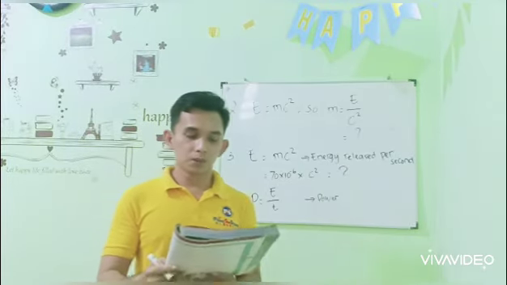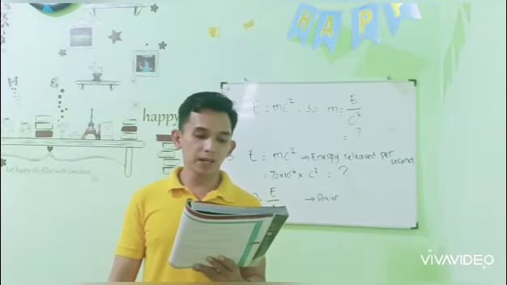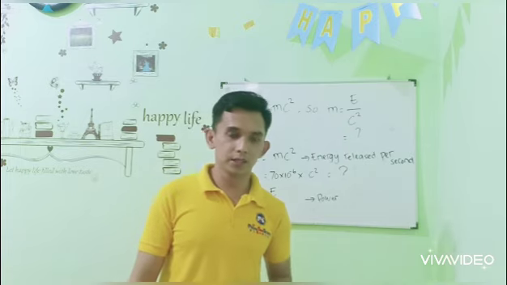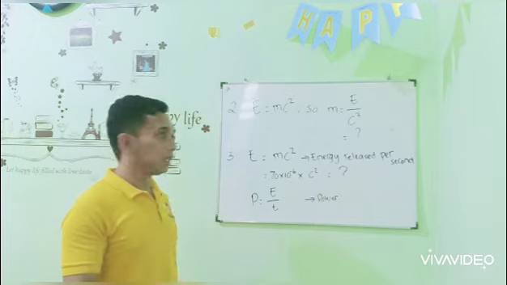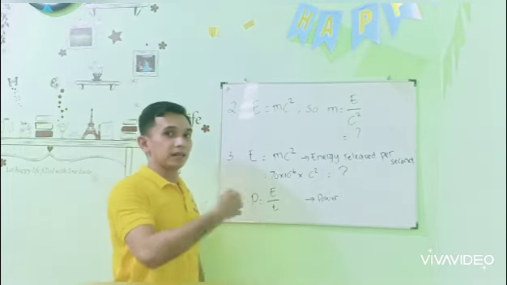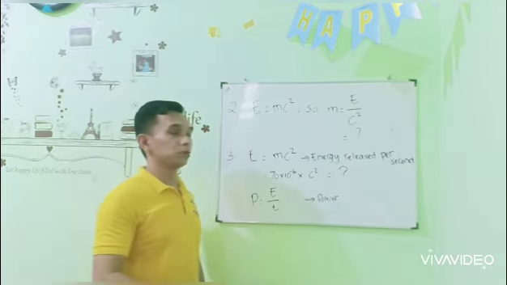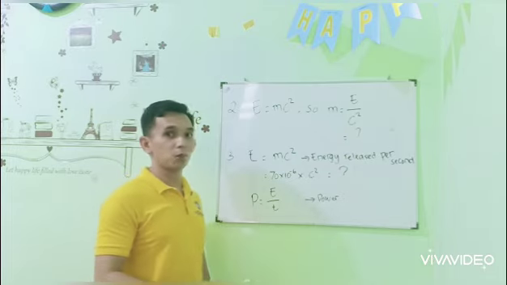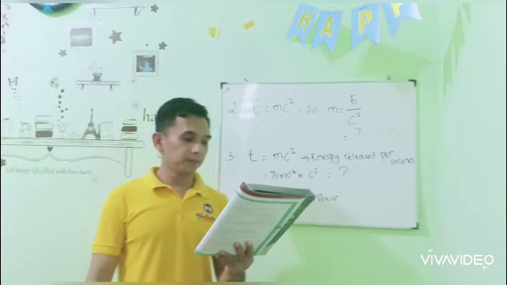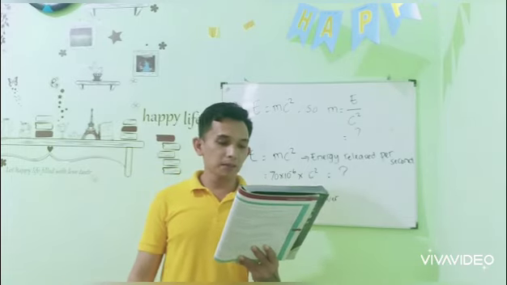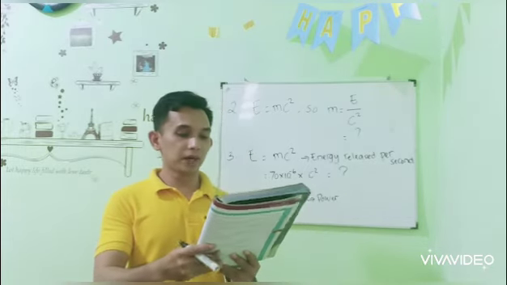Next, for number 2, calculate the mass that would be annihilated to release 1 joule of energy. For this one, it's very simple. We just need to use E equal to mc squared, then rearrange to find the mass. Mass equal to E over c squared. The energy is 1 joule. Find it.